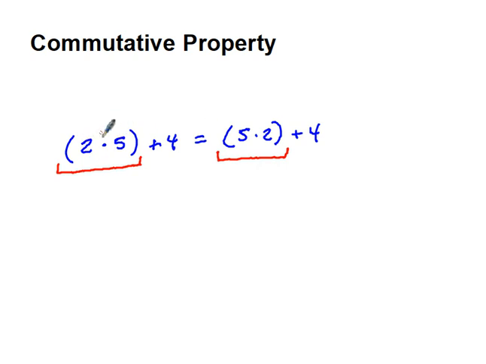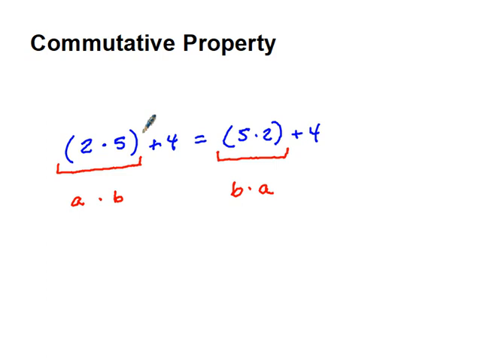So we have 2 times 5 on the left side, or if I let A represent my 2 and B represent my 5. And on the right side, I have 5 times 2, the flip of that. So my B is first, my A is second. We can clearly see A times B, B times A.